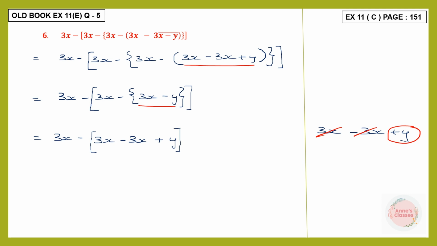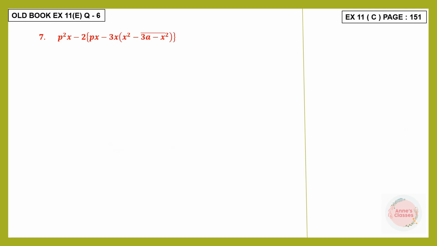Now we have only the square bracket left, so we have to work out what is inside this. So here before that we have 3x. Now inside what do we have? 3x minus 3x. That will get cancelled, isn't it? That will get cancelled. Now we have only plus y. Now we are going to remove the square bracket. So what is the sign before that? We have minus. So plus y will now become minus y. So what is our answer? 3x minus y is our final answer.